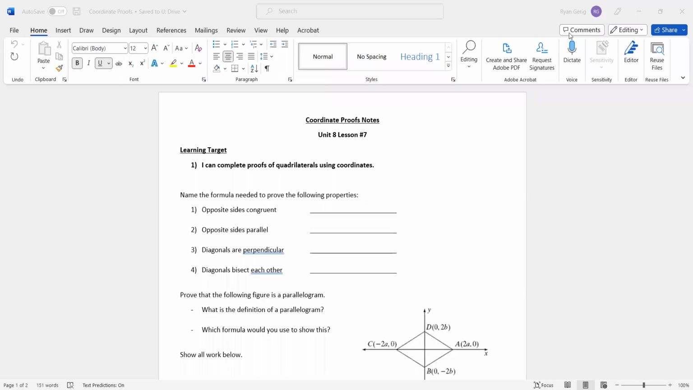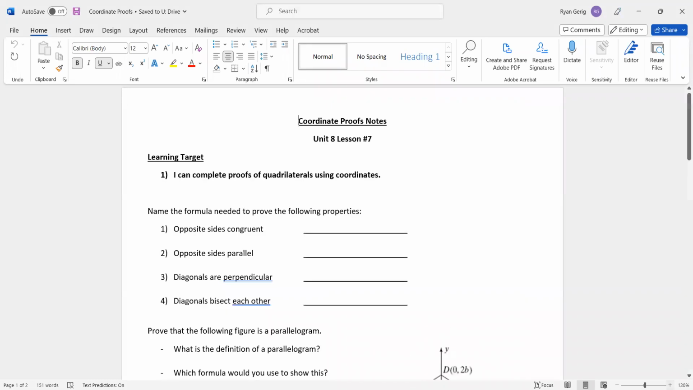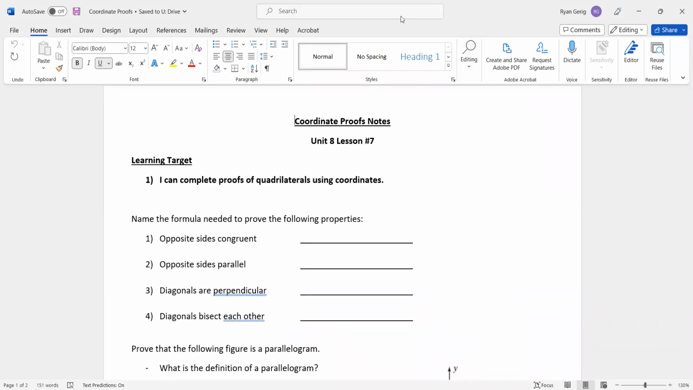Welcome to the last lesson in Unit 8. Kind of warned you that this was coming. I think it's going to be okay because I think it's going to give some meaning to the last lesson, which will be good.